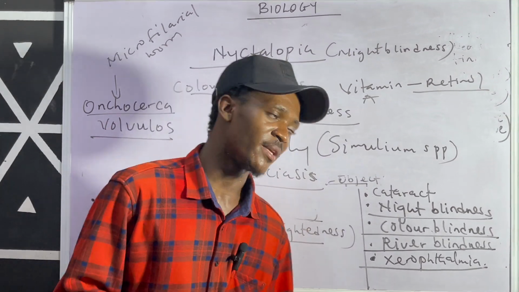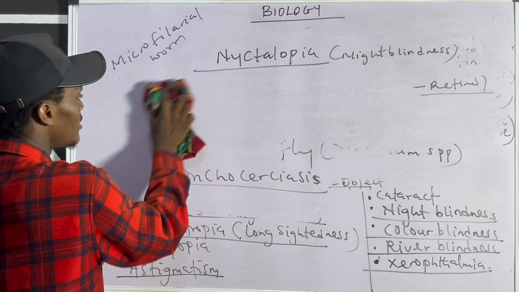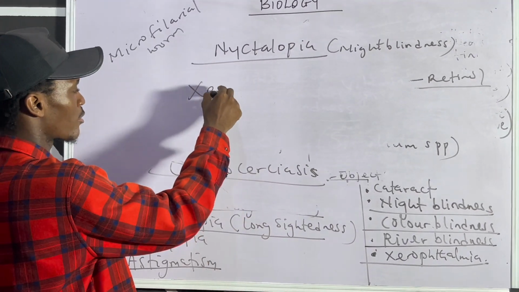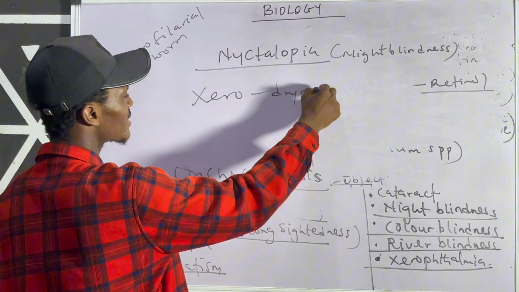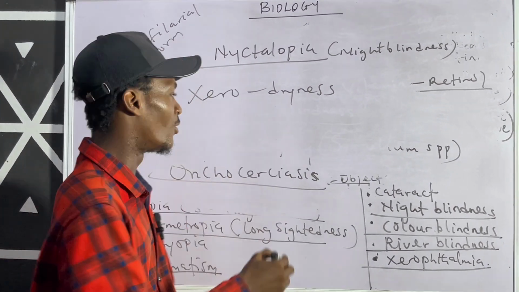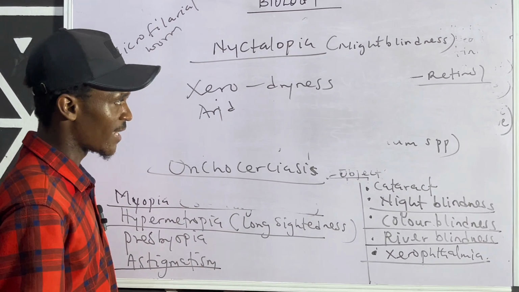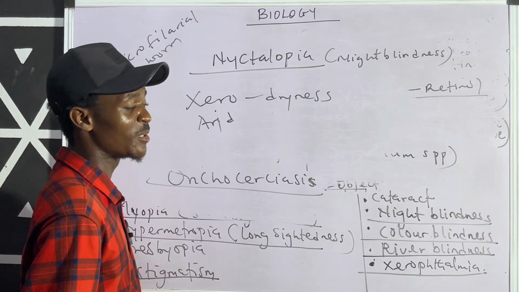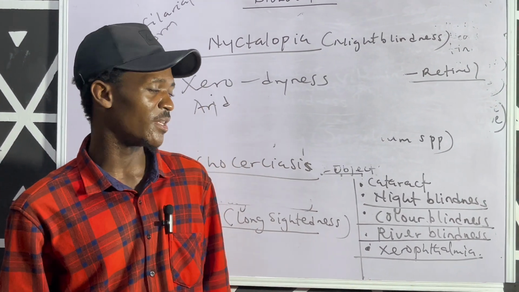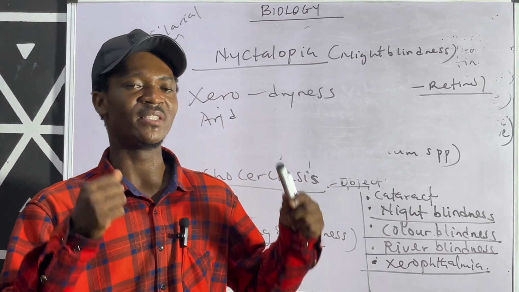When we say xerophthalmia, we are referring to the dryness of the eyes, meaning that when you see this word xero, xero means dryness. It's just like xerophytes. Xerophytes are simply plants that can survive in dry lands or arid lands like the desert. All right. So when you hear xero, it has to do with dryness. So when there is dryness of the eye, it simply means that there is damage done to the lacrimal gland. And what can result in such damage is also a deficiency of vitamin A.